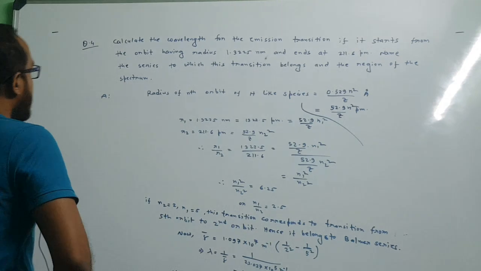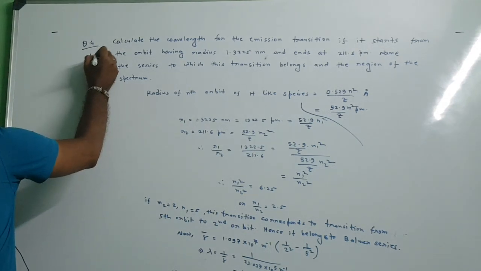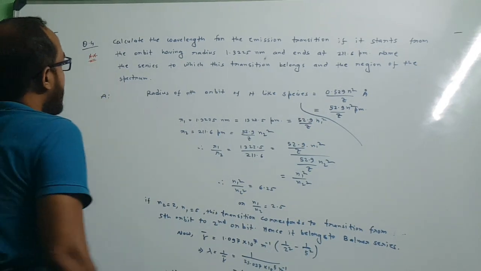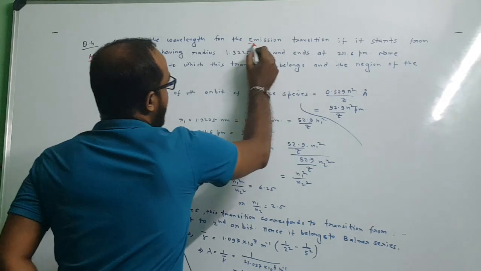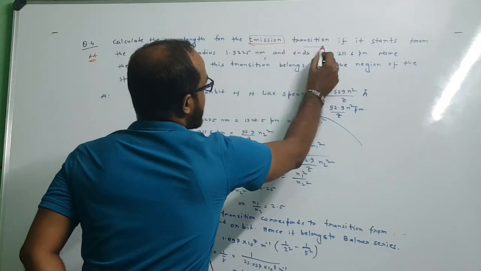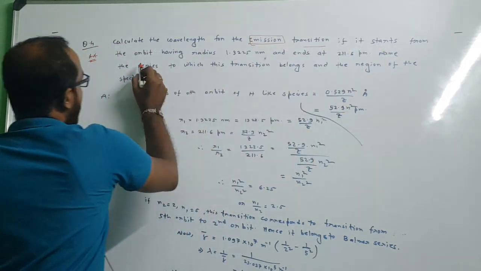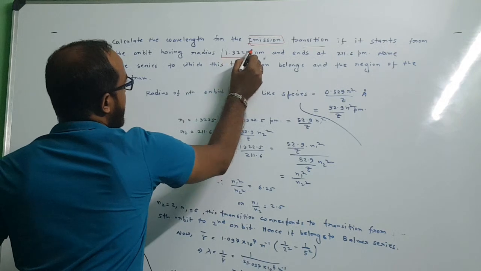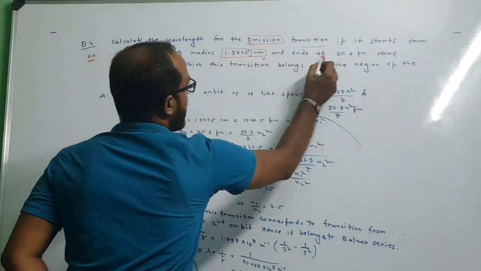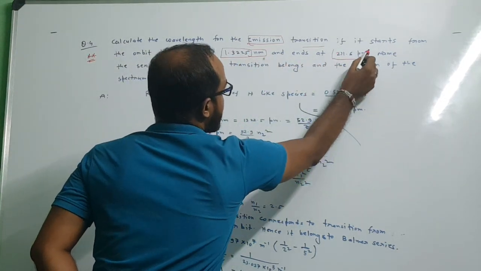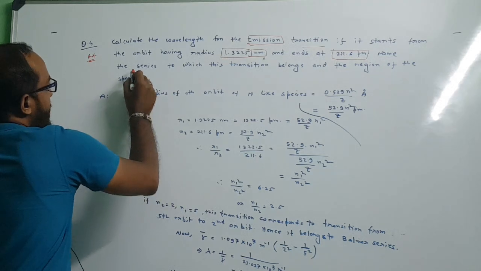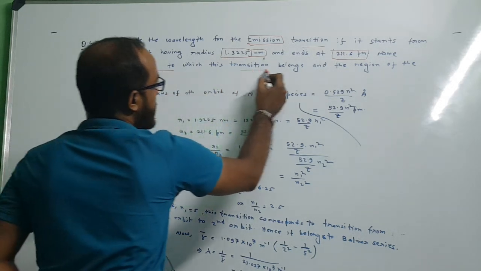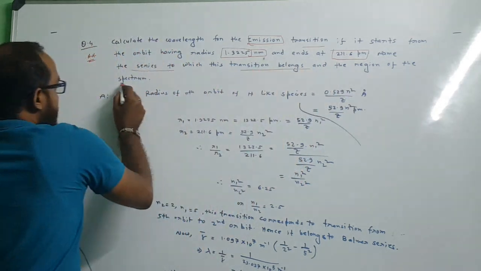So let us see another type of problem. This is an extremely important type. Calculate the wavelength for the emission transition if it starts from the orbit having radius 1.3225 nanometer and ends at 211.6 picometer. Name the series to which this transition belongs and the region of the spectrum.